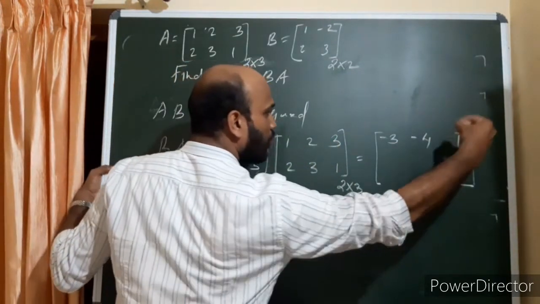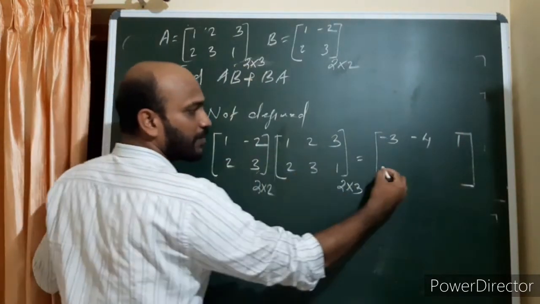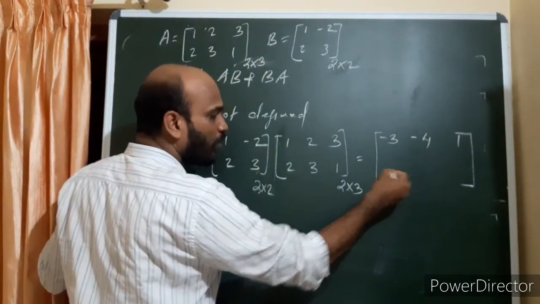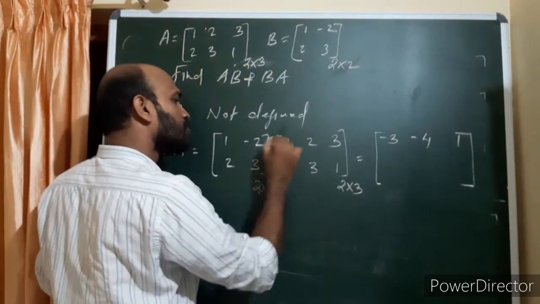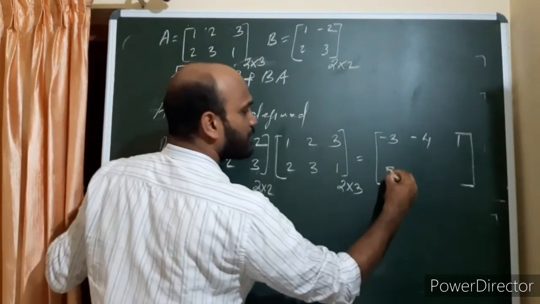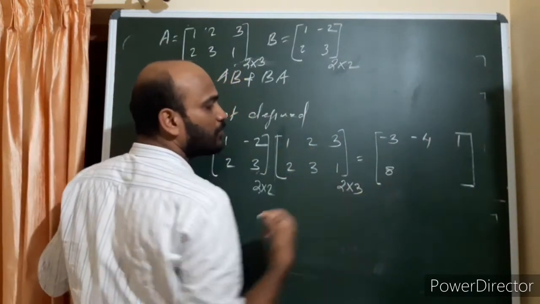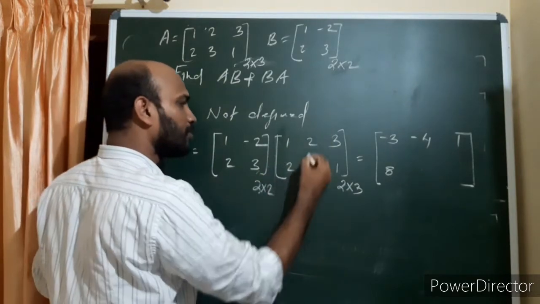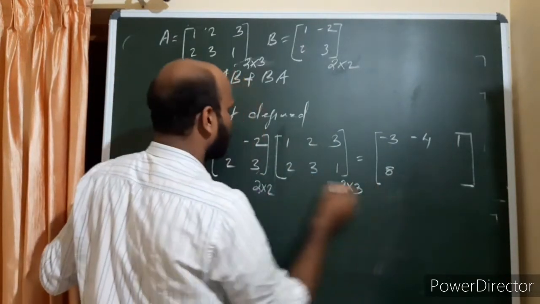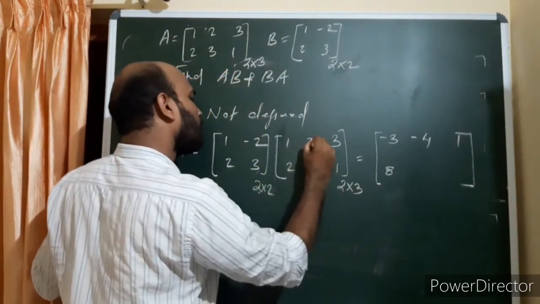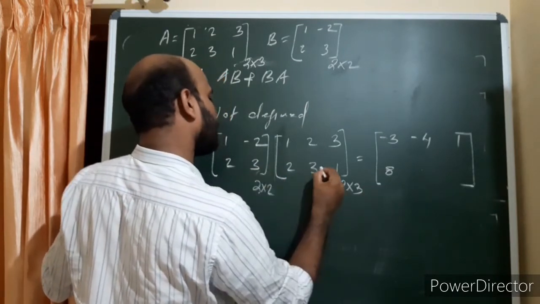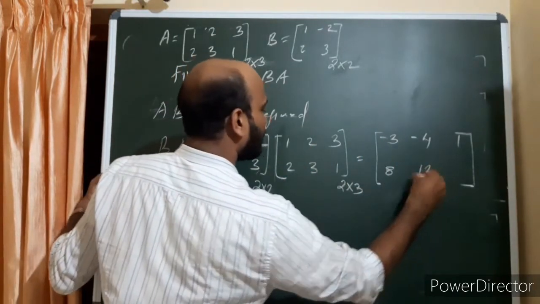3 minus 2, 1. Then here it will be 2, 1. A21, second row, first column. So 2 plus 6, 8 we will get. Then A23, 2. This one is A22. So 2, 2. So 2 into 2, 4. 4 plus 9. It is 13.